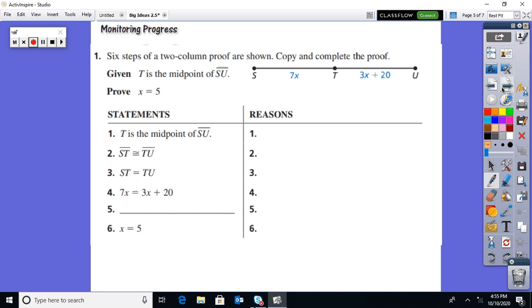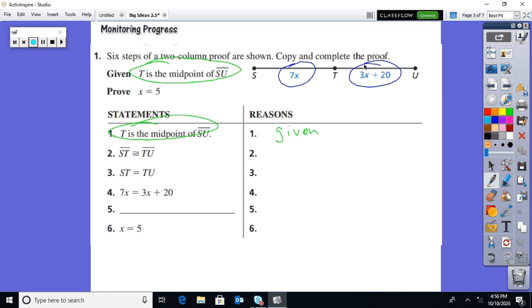All right, so let's see what we've got. T is the midpoint of SU. I don't even have to think about it. That's given, so that's my first reason. Now let's see where this is taking us. ST is congruent. Well, let's just make sense of it first. T is the midpoint, and you want to prove that x is 5. You know what you would do: you would take these 2 expressions and set them equal to each other.